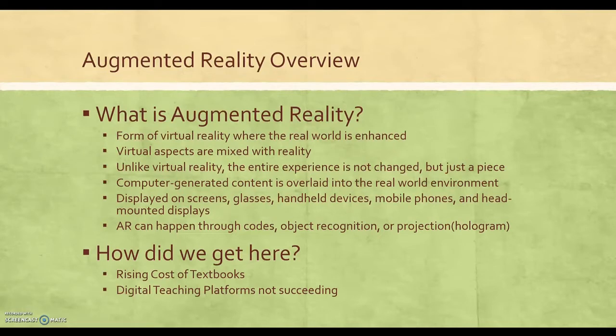So even though you probably never realized it, augmented reality has become a part of our world more than you might have expected. So what exactly is augmented reality? Augmented reality is a form of virtual reality where our real world is enhanced. So unlike virtual reality where the entire experience is changed, augmented reality changes our world just a piece. So virtual aspects are mixed together with our reality. And it does so by inserting computer-generated content into our real-world environment.